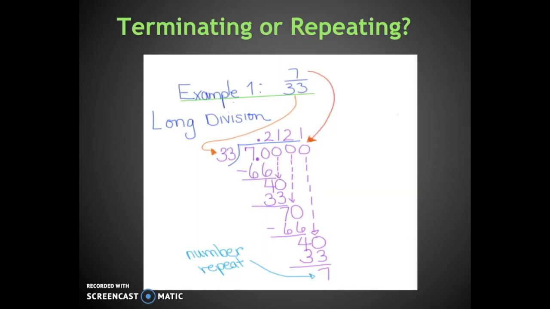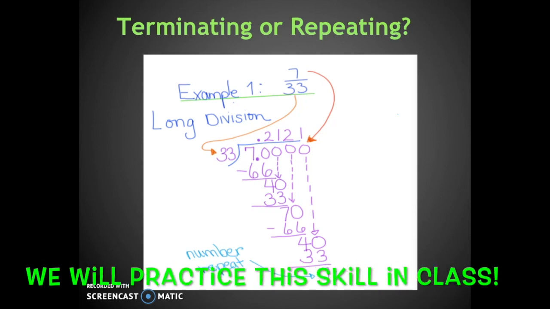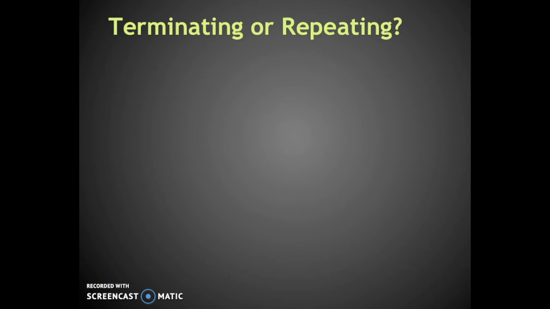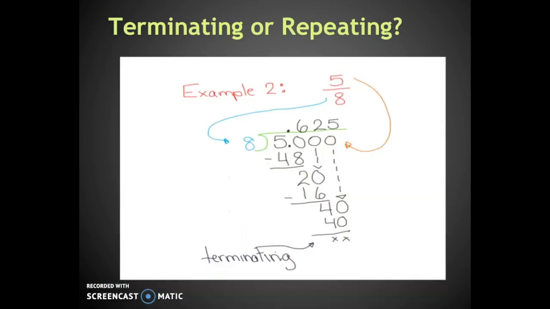So my fraction is 7/33. First we're going to do long division. 7/33. So my top dog goes in the doghouse. So my top dog is my numerator and my denominator sits outside. So is it repeating or terminating? It's repeating. Let's look at another example. Terminating or repeating. Example 2.